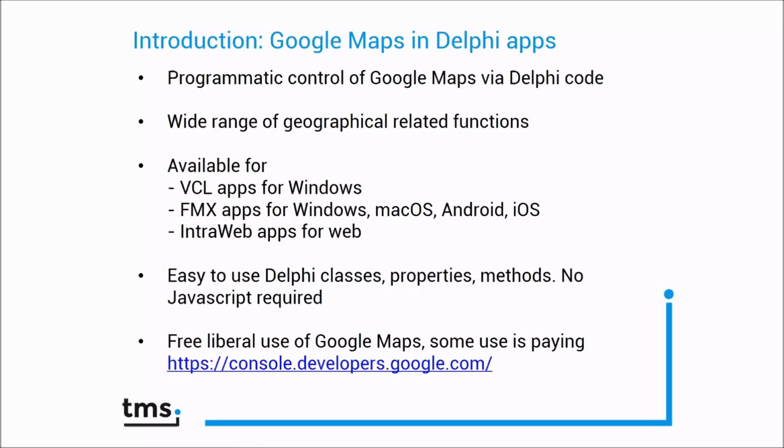These components are available for VCL Windows applications, Win32 and Win64. They are also available for all platform targets within FireMonkey applications. So these Google Mapping controls can be used for Windows, macOS, Android, and iOS apps.